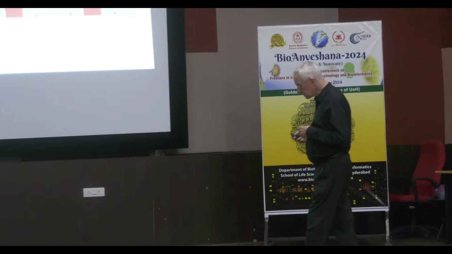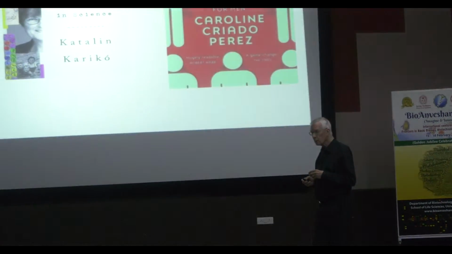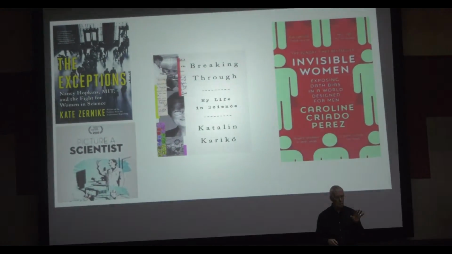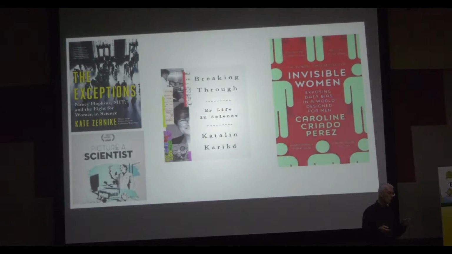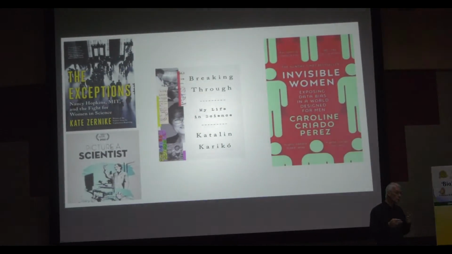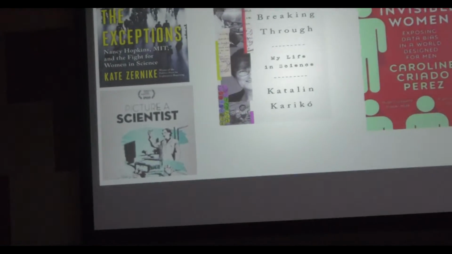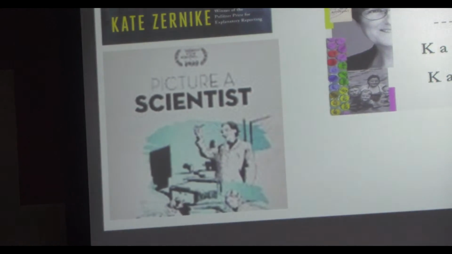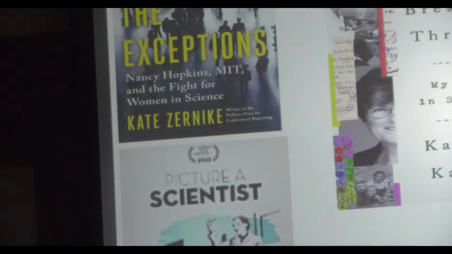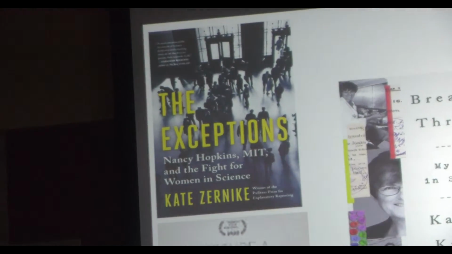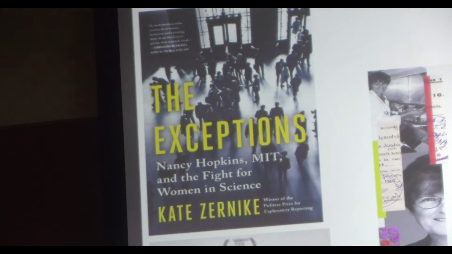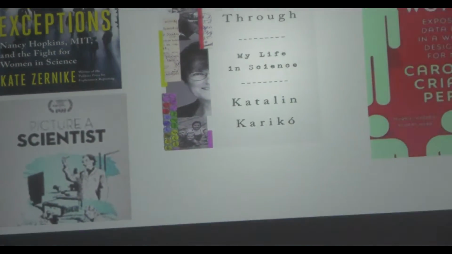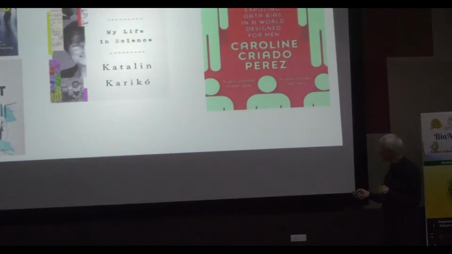And I just want to finish by telling you about 3 books and a film that I've come across recently. The first one is this film here. It's called Picture of a Scientist. It's about a lady called Nancy Hopkins and about other lady scientists who've been discriminated against by the academic system. It's a documentary. It's very well done. There's a book called The Exceptions by Kate Zernike, and this talks in more depth about Nancy Hopkins and the way she was at MIT and realized that she was being mistreated because she was a woman. And she went and documented all of the ways in which she was being mistreated, goes to the president of MIT, and they changed the rules to accommodate the fact that they were discriminating against women.